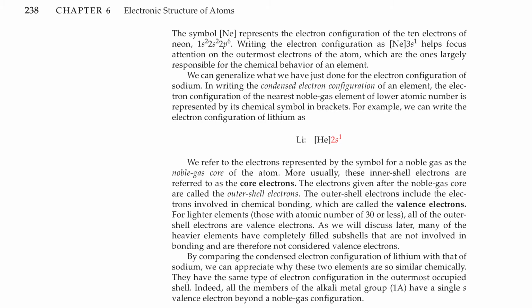As we'll discuss later, many of the heavier elements have completely filled subshells that are not involved in bonding and therefore are not considered valence electrons. By comparing the condensed electron configuration of lithium with that of sodium, we can appreciate why these two elements are similar chemically. They have the same type of electron configuration in the outermost occupied shell. Indeed, all the members of the alkali metal group, 1A, have a single s valence electron beyond a noble gas configuration.